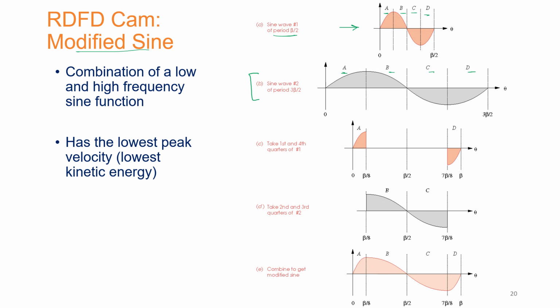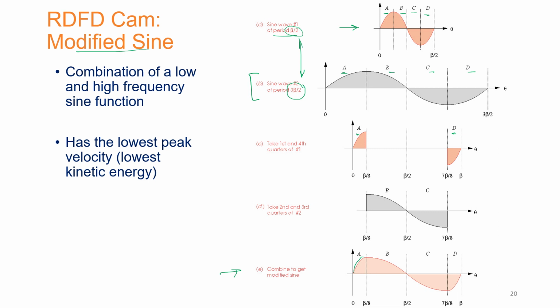So when you have the sine wave of period beta by 2 added with another sine wave of period 3 beta by 2, combining these two together, you're going to have the full beta reconstructed. So you're going to take the A segment from the shorter wavelength sine wave. You're going to take the D from this side as well, and in between you're going to plug in the shaded gray longer wavelength sine wave. And when you combine them together, this is going to be your final shape.